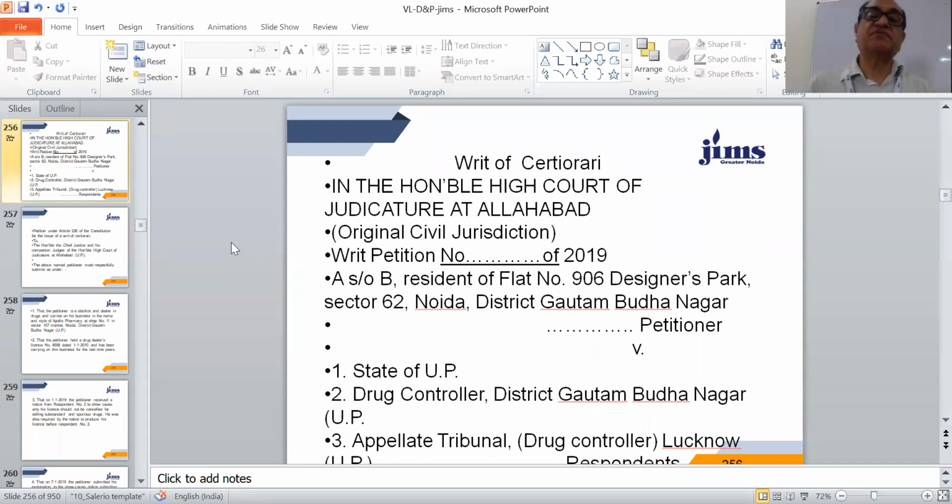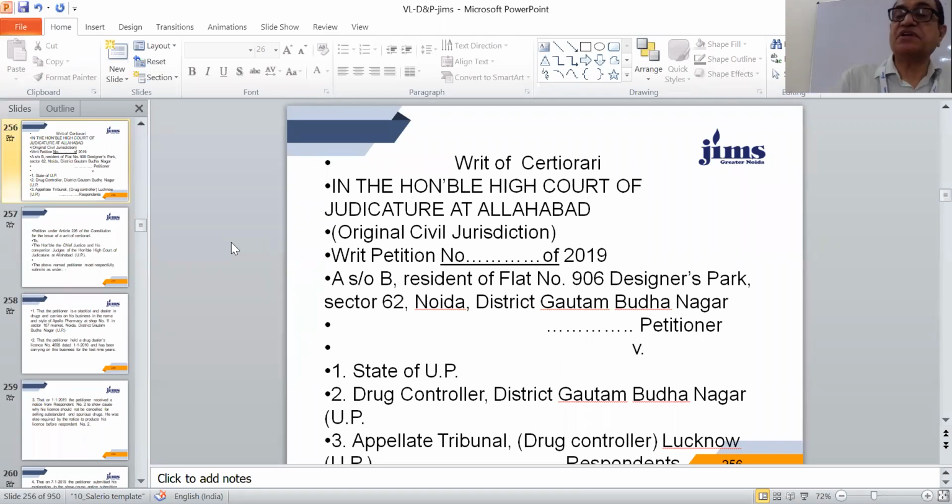You will have to draft the name of the court as the Honorable High Court of Judicature at Allahabad. And then in the bracket, you will write original civil jurisdiction. Dear students, this jurisdiction of writ is not appellate. It is original civil jurisdiction relating to 5 categories of writs. Then you will draft writ petition number dash dash of the year in which the writ is to be filed. So writ petition number dash dash of 2019. 2019 is the year in which this petition was filed before the Allahabad High Court.